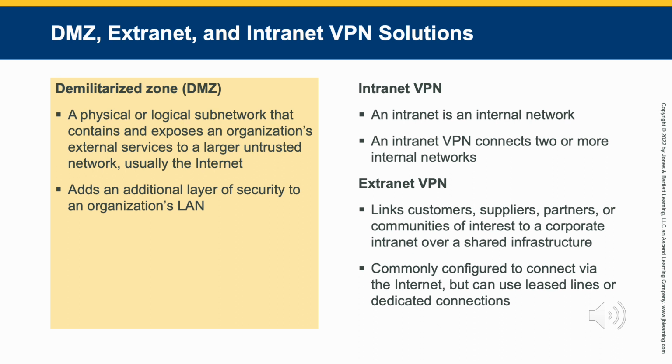Intranet VPN. An intranet is the internal network, and an intranet VPN connects two or more internal networks. Extranet VPN links customers, suppliers, partners, or communities of interest to a corporate intranet over a shared infrastructure. Commonly configured to connect via the internet, but can use leased lines or dedicated connections.